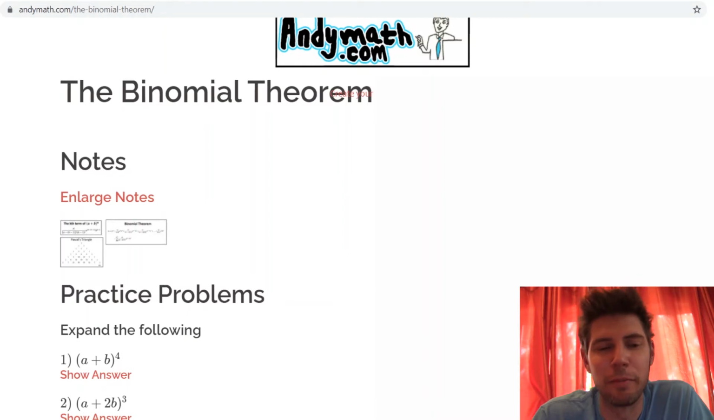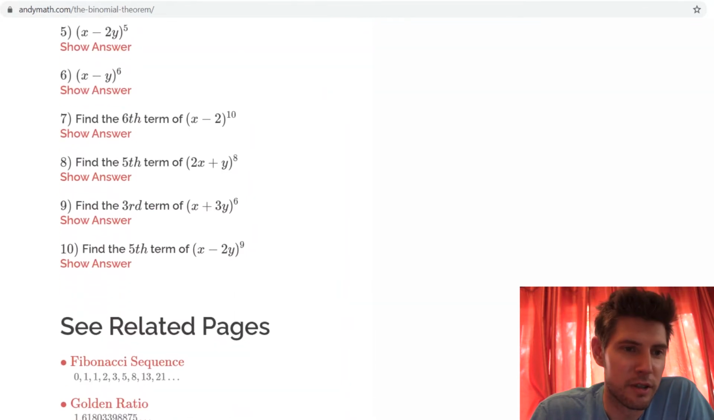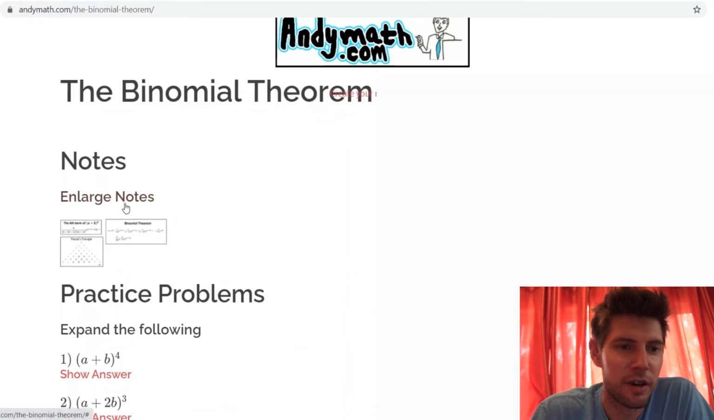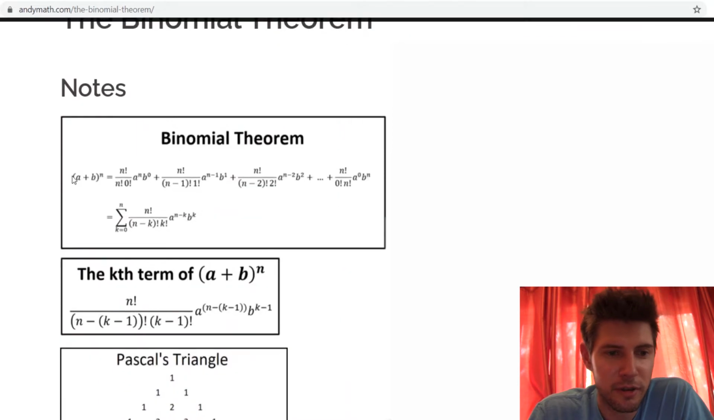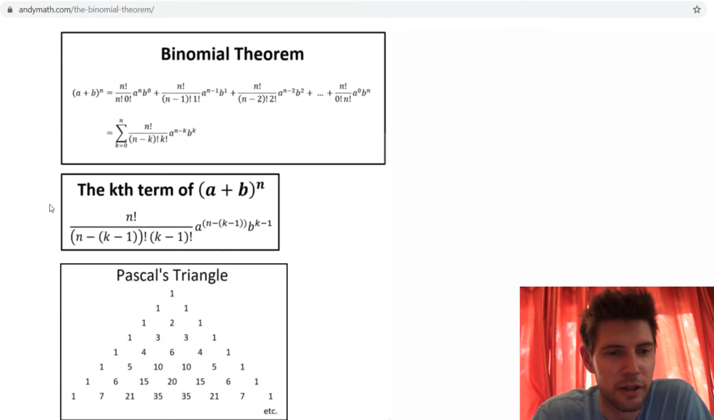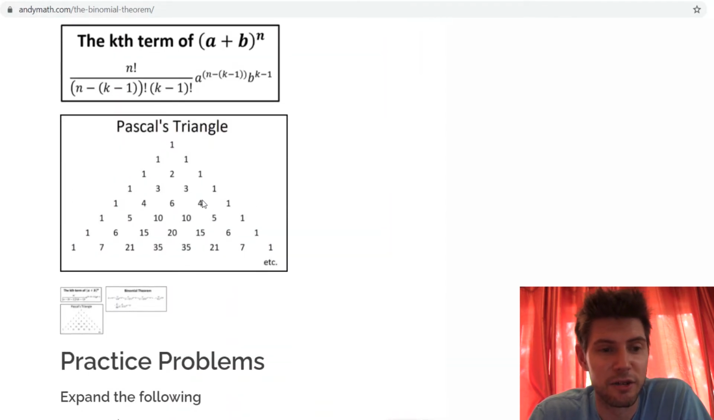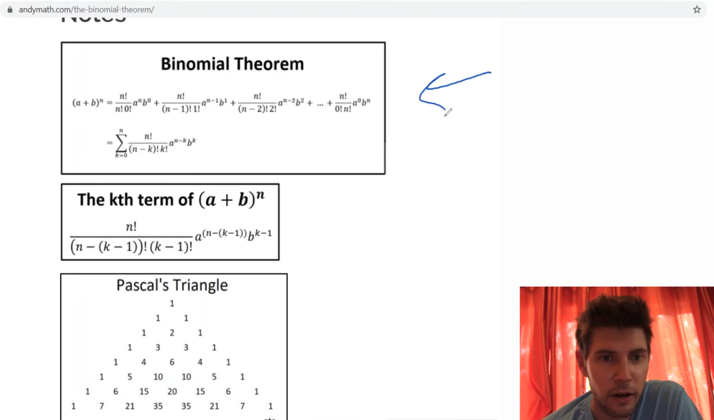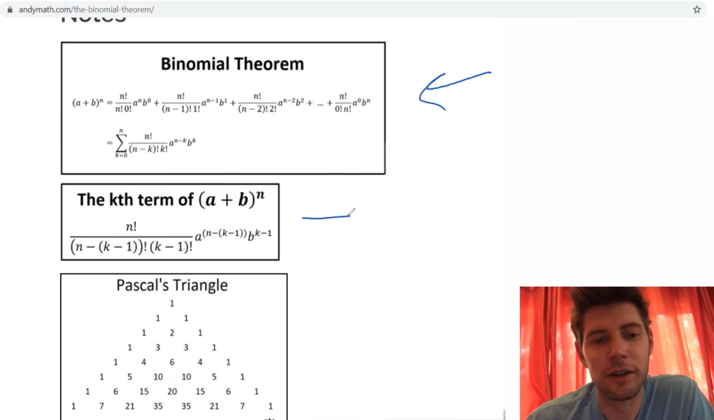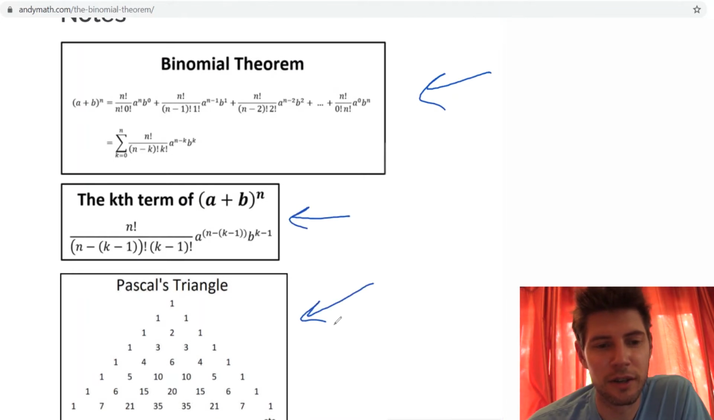We are going to talk about the binomial theorem. So this right here is andymath.com. It's got some notes and some practice problems. If we look at the notes, there's this complicated formula. You can use that if you want. Here's a formula to find the kth term. And here's Pascal's triangle, which I'll be using. I don't really use this formula ever. Sometimes I'll use this one and I'll usually use this one, but I'll show you guys how I do these.